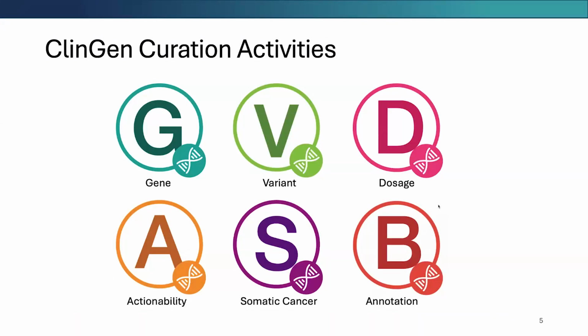So the main curation activities that we have right now in ClinGen are gene, where we look at gene disease validity, variant, dosage, looking at haploinsufficiency or triplosensitivity. We have actionability, which is really geared towards what do you do when you find a secondary finding of a variant for testing. We have somatic cancer and baseline annotation. But for today, I'm going to really focus around gene disease validity and curation. Maybe because I'm biased because I'm the Gene Curation Working Group Chair, but I also think this sets the stage for a lot of the other activities here. And hopefully by the end of this presentation, you agree.